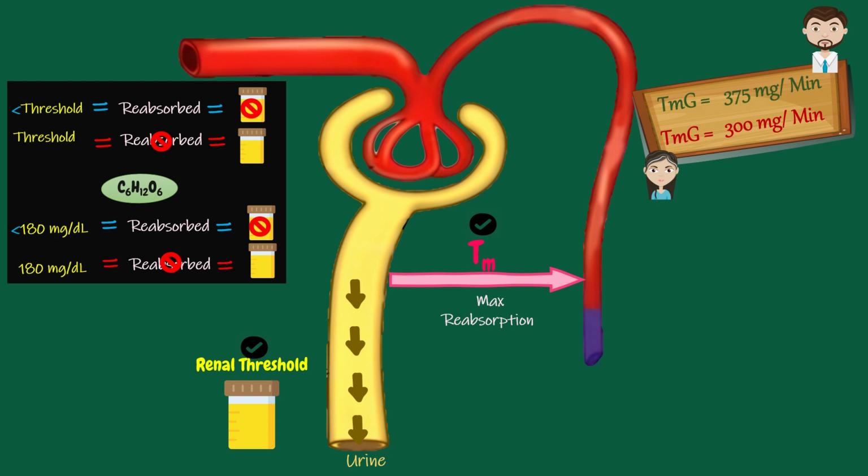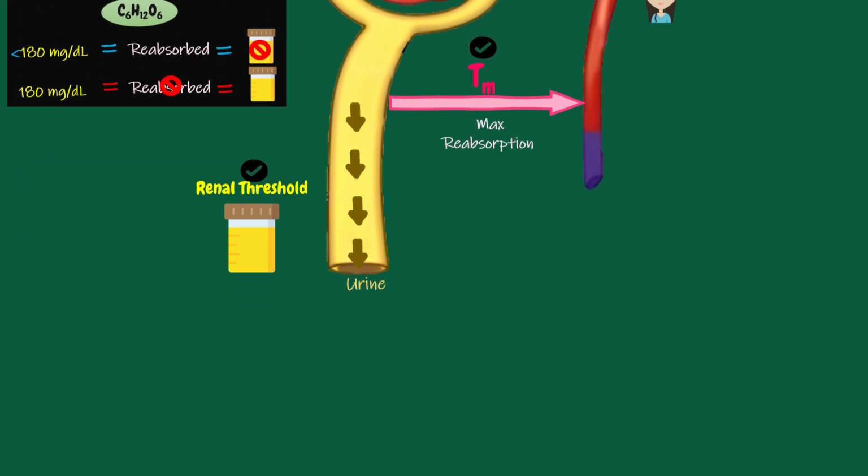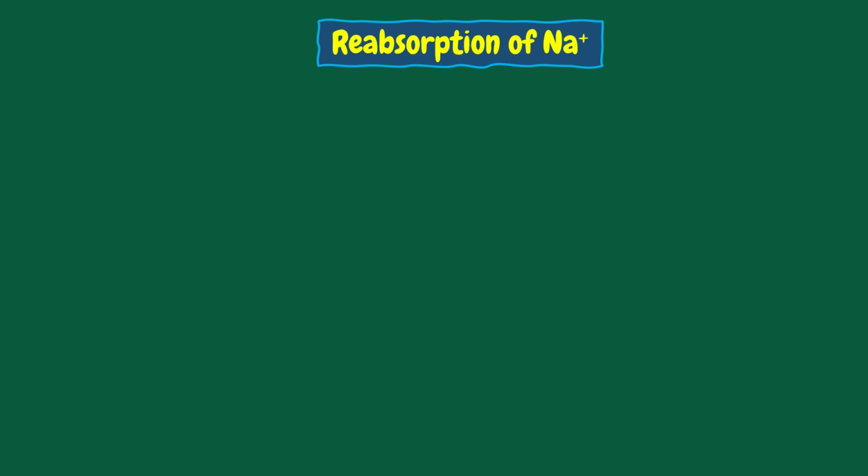Now, let's discuss the reabsorption of important substances, majorly in proximal convoluted tubules. First is the reabsorption of sodium. From the glomerular filtrate, 99% of sodium is reabsorbed. 2/3 of sodium is reabsorbed in proximal convoluted tubule, and the remaining 1/3 in other segments except descending limb and collecting duct. Sodium reabsorption occurs in 3 steps.